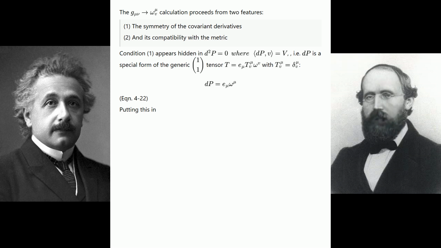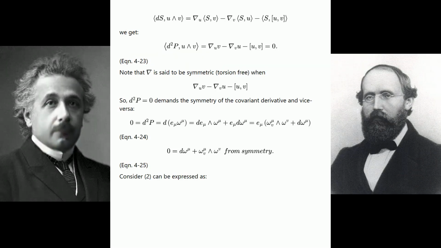Equation 4-22. Putting this in, see the following group of equations, we get equation 4-23. Note that the gradient is said to be symmetric, torsion-free, when see the following group of equations. So, d squared p equals 0 demands the symmetry of the covariant derivative and vice versa.